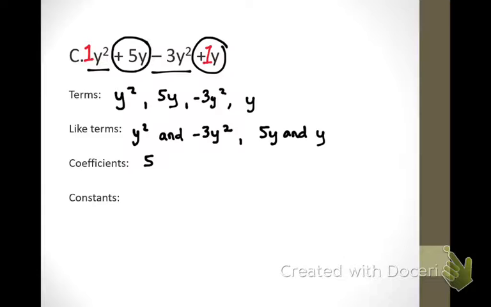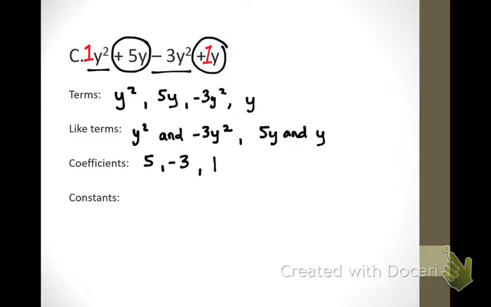Any others? A -3. Any others? There's one more, and this is why I say to slip the ones in there so that you can see there is a 1 there, okay? So the last coefficient we can see that is attached, even if we don't visibly see it, is a 1. Okay, very good. Let's go to the next one, constants.